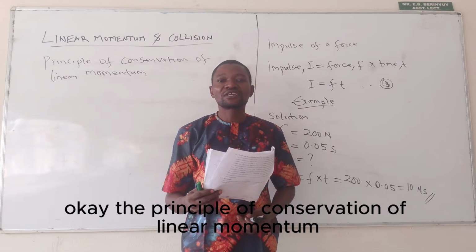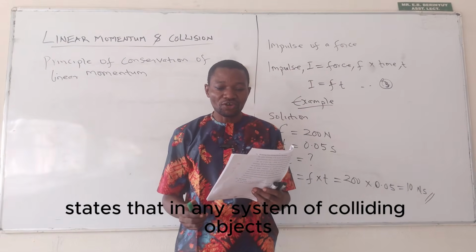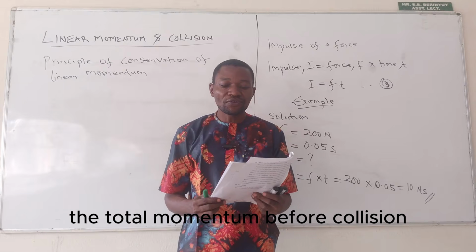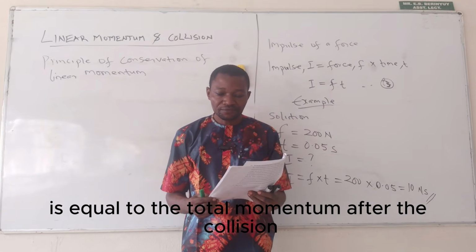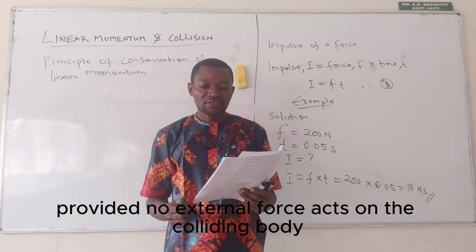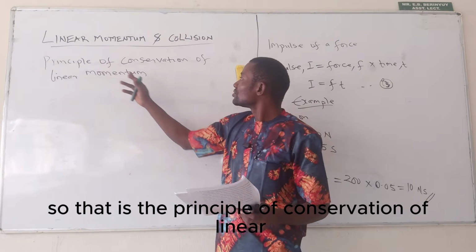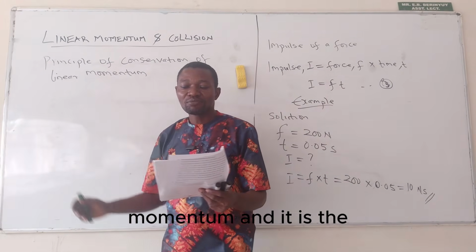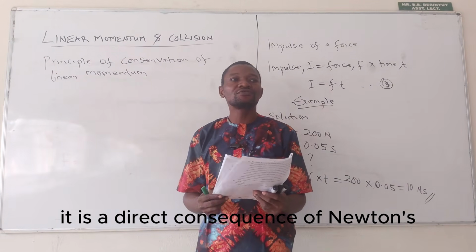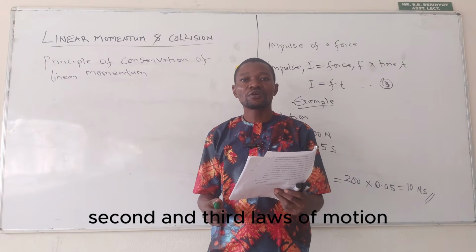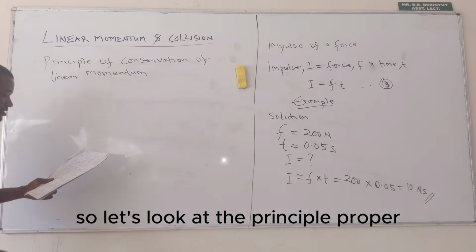Okay, the principle of conservation of linear momentum states that in any system of colliding objects, the total momentum before collision is equal to the total momentum after the collision, provided no external force acts on the colliding bodies. And it is a direct consequence of Newton's second and third laws of motion. We shall be looking at that. So let's look at the principle proper.